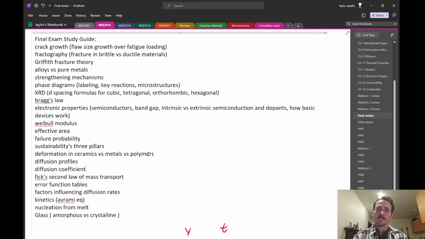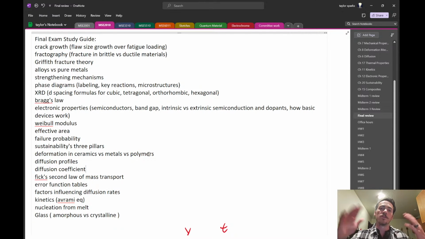Any other questions? Best pre-exam night practices. I would legit look through this exam study guide. If you see crack growth, flaw size growth over fatigue loading, and that scares you, I would go back to the homework and look at the homework question, not the solution yet, and just write down the steps to answering the question that was provided. Once you've written down the steps, which you can do in 10 or 20 seconds, then I would go back over and make sure that the solution matches those same steps.